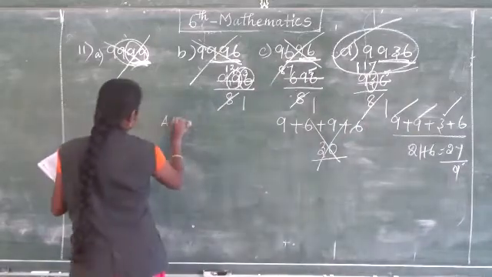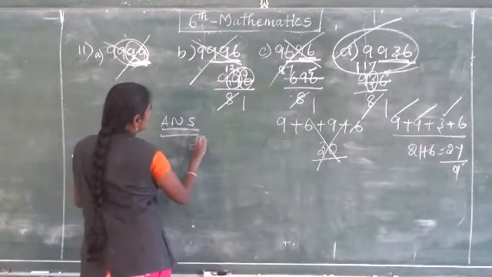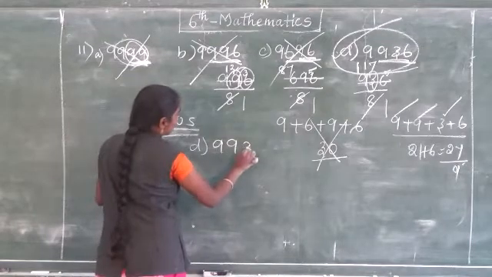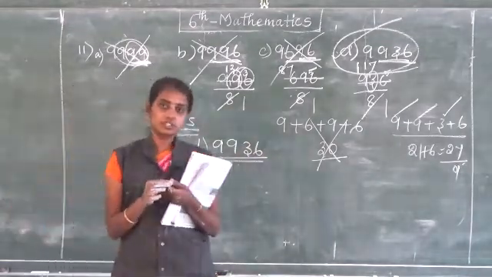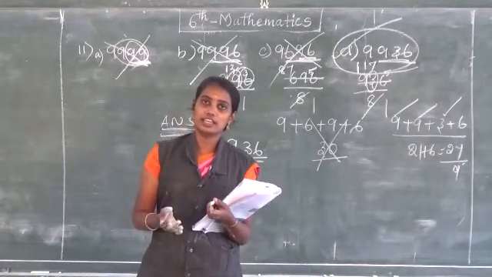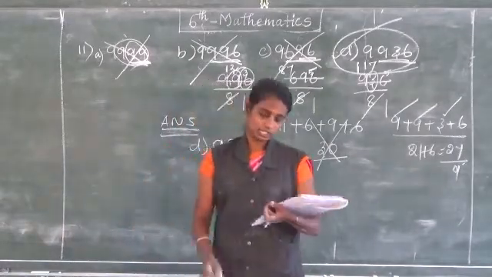So the answer is option D, 9,936. Okay, clear? Check the divisibility rules. For the 8, I said wrongly. For 8, you take the last 3 digits.